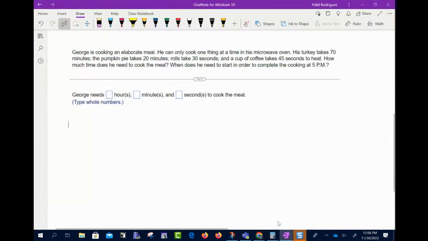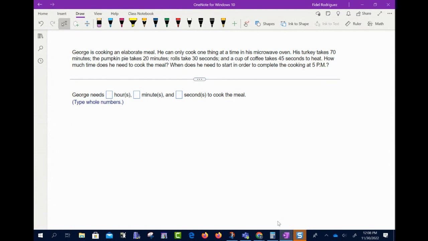It says George is cooking an elaborate meal. He can only cook one thing at a time in his microwave oven. His turkey takes 70 minutes. The pumpkin pie takes 20 minutes. The rolls take 30 seconds. And a cup of coffee takes 45 seconds to heat. How much time does he need to cook the meal? And what time does he need to start cooking in order to complete the cooking by 5 o'clock?